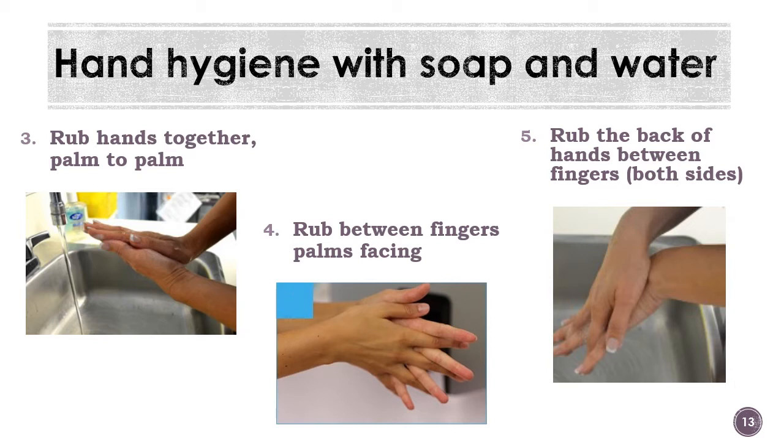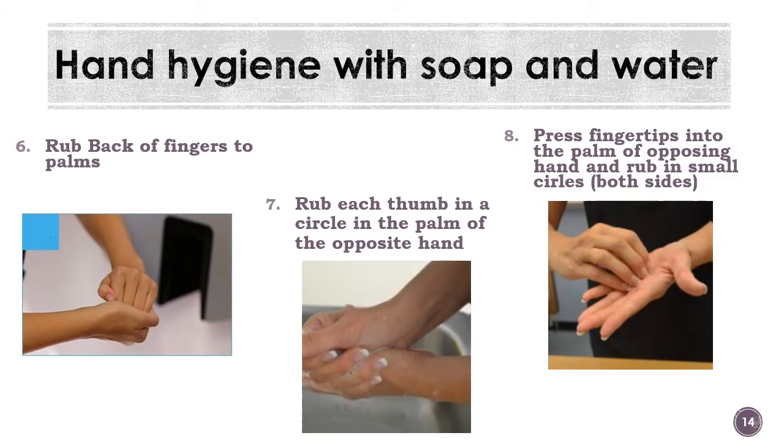Then we're going to place the palm of the one hand on the back of the other hand and interlace the fingers again and focus on cleaning in between the fingers but on the back ends, and also rubbing the back side of the palms. And we're going to repeat this again on both sides.